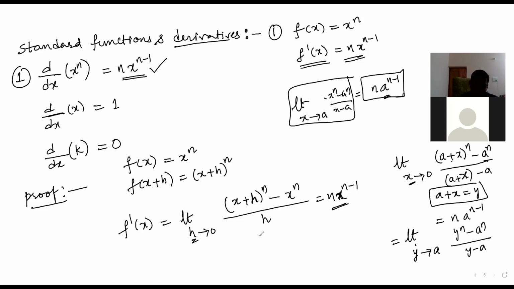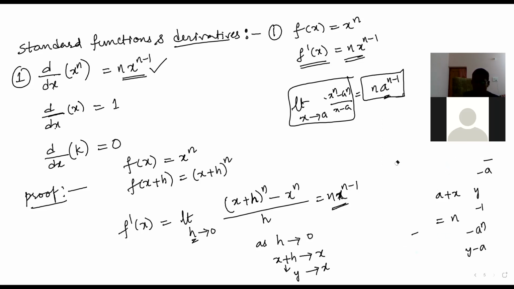Okay, but how do you write the proof like this? As h tends to 0, x plus h tends to x. Now take x plus h as y. So y tends to x. You should write like that first.